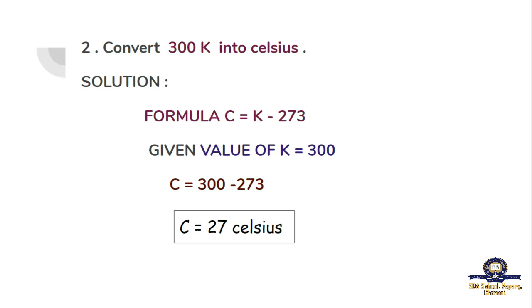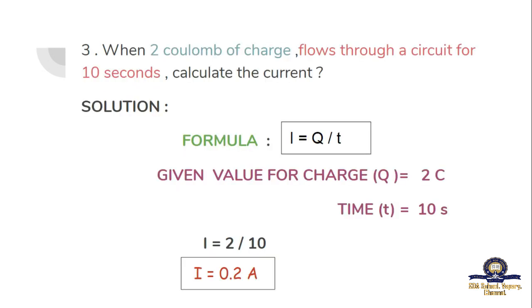Another problem is, when 2 coulomb of charge flows through a circuit for 10 seconds, calculate the current. Here we all know the electric current formula. The electric current formula is I is equal to Q by T. Q is charge, T is time. The given value of charge is 2 coulomb and the time is 10 seconds. Apply these two values in that formula. So we will get I is equal to 0.2 ampere.